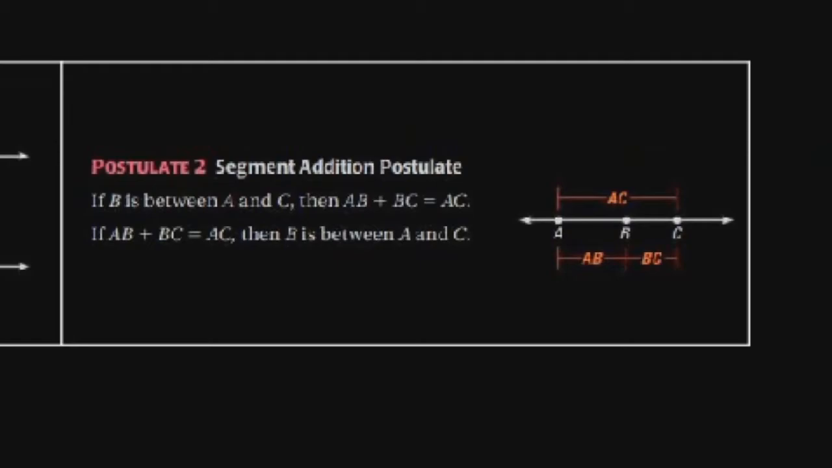And the segment addition postulate states that if B is between A and C, then AB plus BC will equal AC. If AB plus BC equals AC, then B is between A and C.